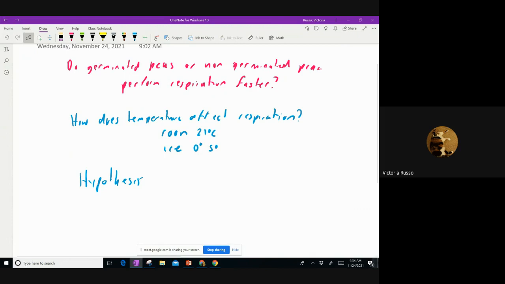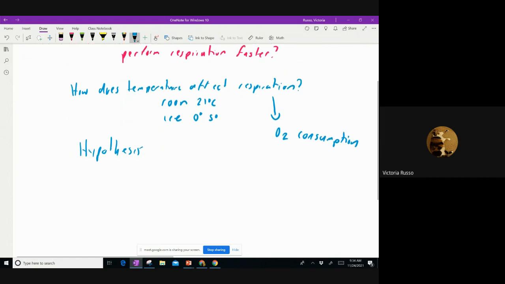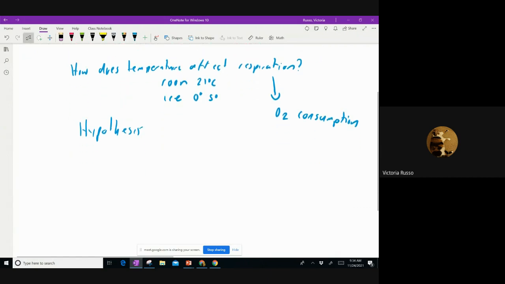To measure respiration, we're going to be measuring O2 consumption. I'm going to explain how we're going to do that in this video. We have two independent variables. I would like you to identify the two independent variables that we're investigating. And the dependent variable is going to be oxygen consumption. That's what we're measuring to see the rate of respiration.